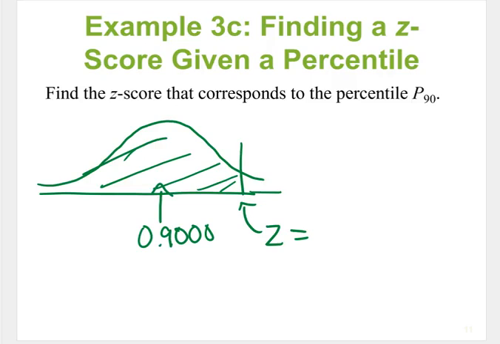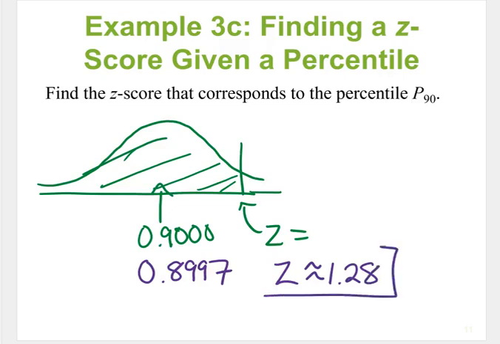And the closest one on the table is not 0.9. We don't have 0.900 exactly. It's 0.8997. That's the closest that we're going to get. So that means my z-score is about, it's not equal to, so my z-score is about 1.28. That's the closest I can get.